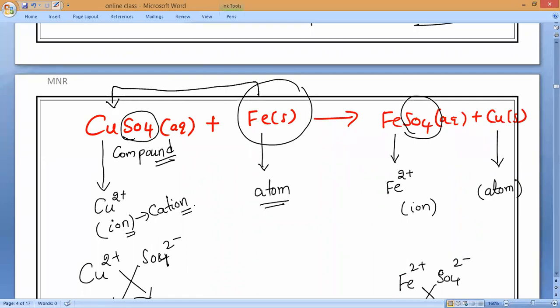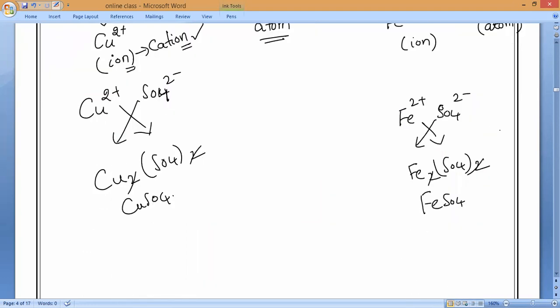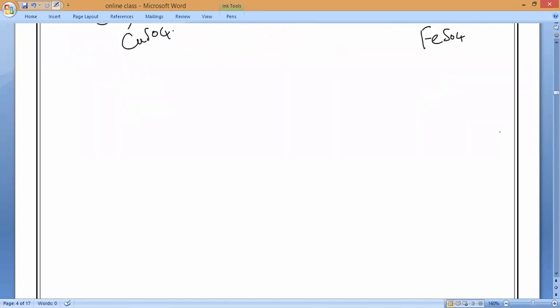Which ion? Cation. Now, once it is reacting with a more reactive metal, that metal atom turns into ions, and the one which is in ion state turns into metal. That is the reason we say this is an example of a redox reaction. Is it okay, guys?